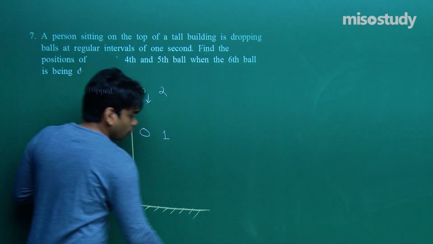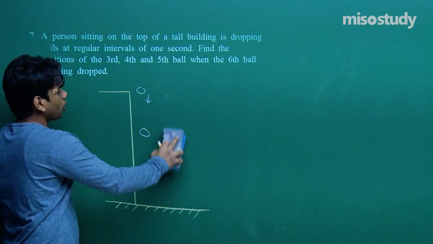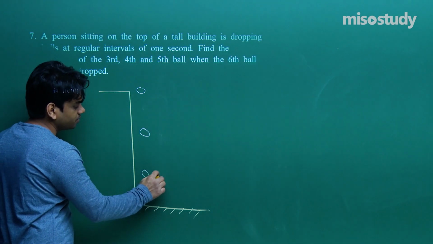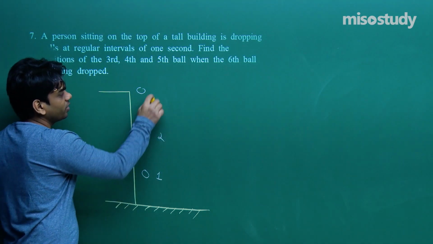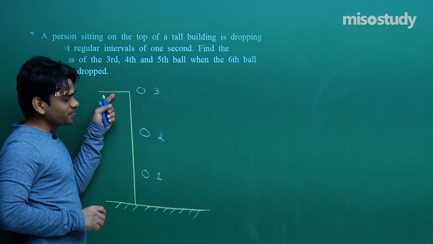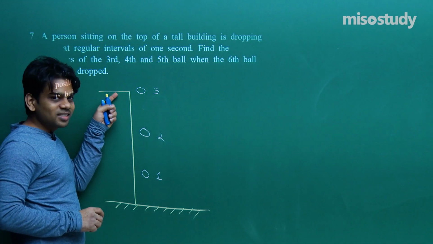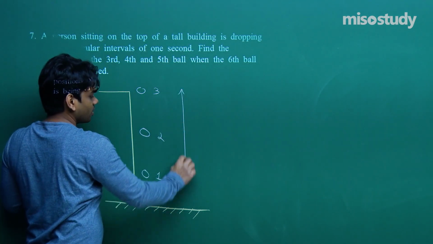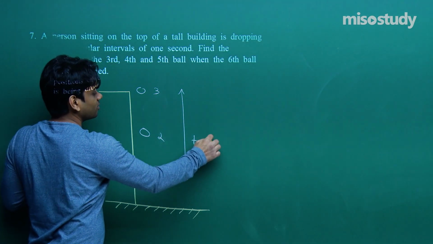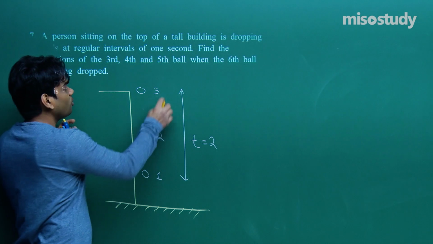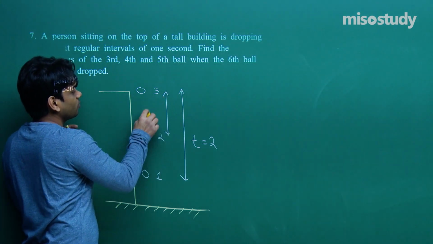One change here. If he is going to drop the third ball, the first ball will be somewhat here, the second ball will be here and the third ball would be here. The time difference: this third ball is just starting, the first ball would have traveled 2 seconds, and the second ball would have traveled only 1 second.